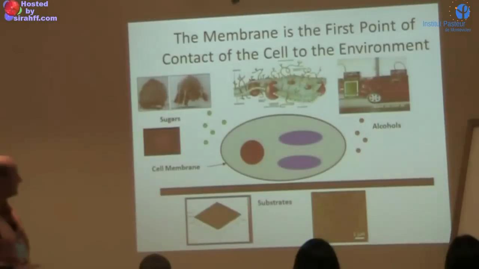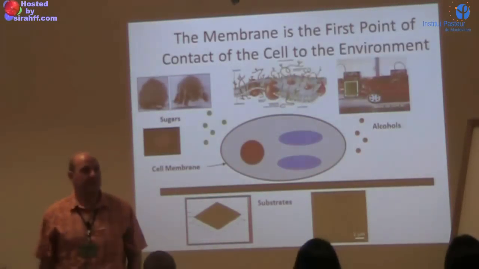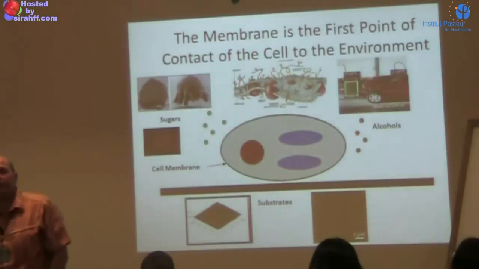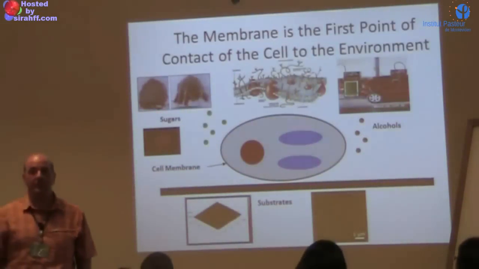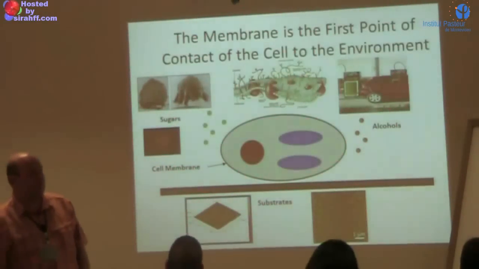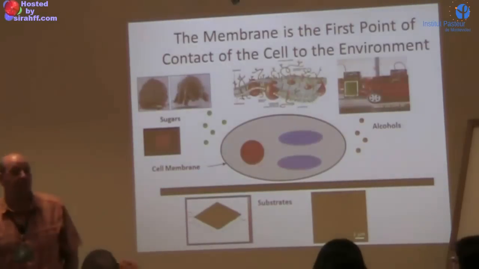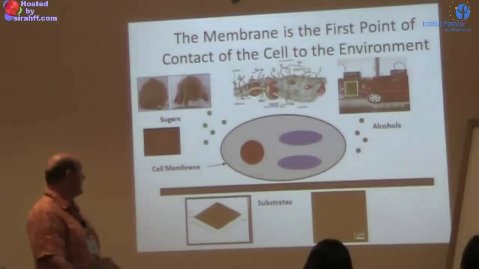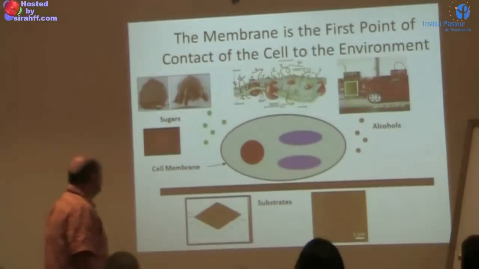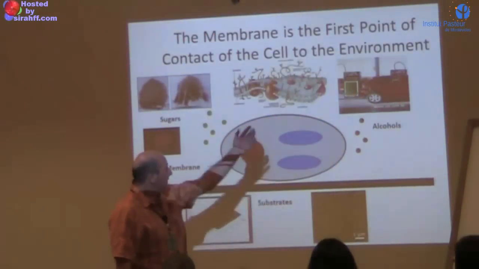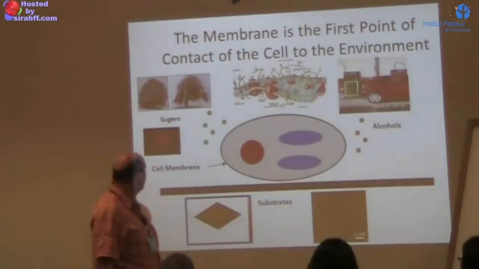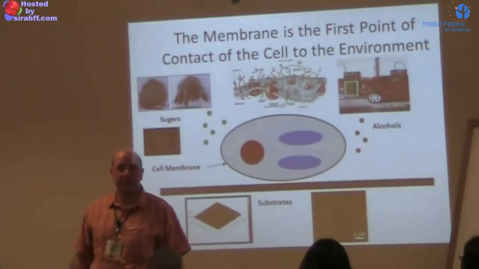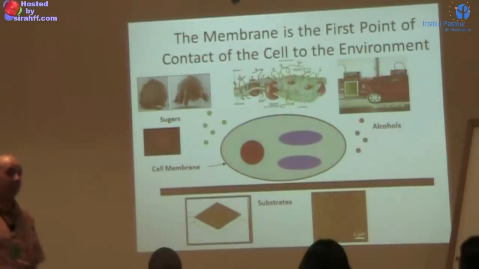So, why do we study biomembranes? Because the membrane is the first point of contact a cell encounters with its environment. So if you want to understand how cells interact with the environment, you have to understand what a membrane does in contact with the environment. And you may have sugars in the environment, you may have alcohols, you may have substrates. And in this talk, I'm largely focusing on substrates. I've worked on sugars and alcohols before, so if people are interested, we can talk about this as well.